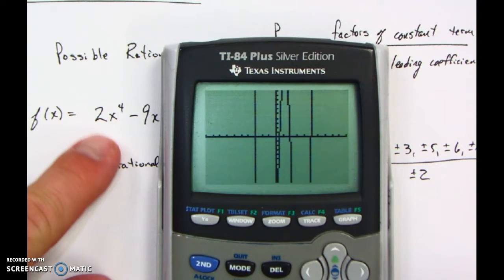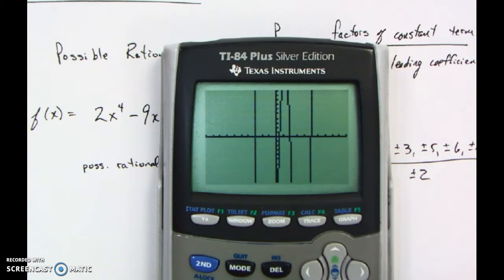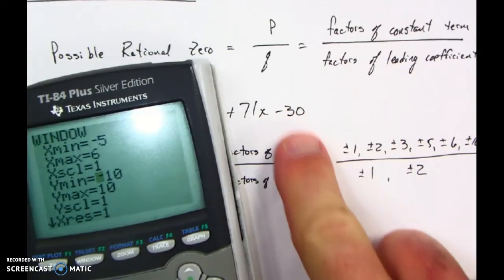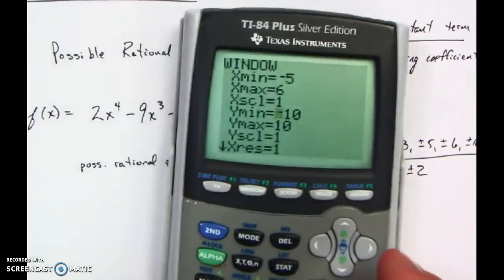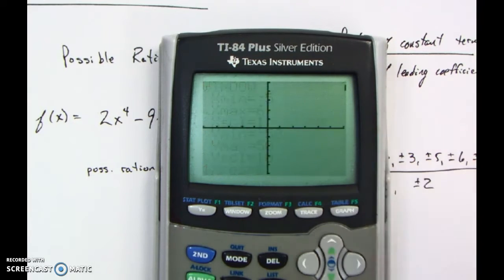I do know that my leading coefficient is positive, and this is x to the fourth, which tells me this graph should look like a W. I'm going to adjust the window, and I'm going to go from negative 5 to 6 just based on the zeros that I saw. And as far as my y values go, I know that this negative 30 is my y-intercept. And so maybe if I go from negative 50 to 50 and I count off every 10 units, I can look and see what that graph looks like.